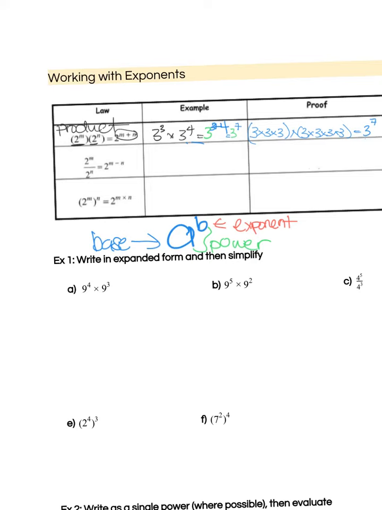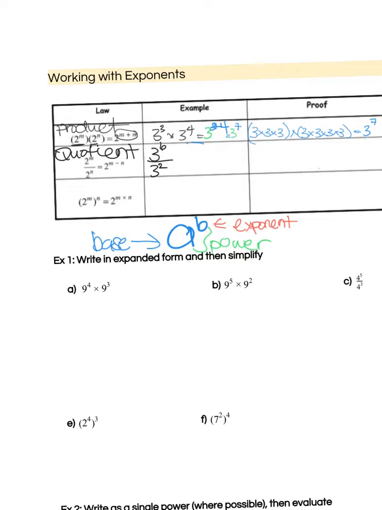That's my product rule. The next rule that we learned about was my quotient rule. And if you remember, quotient is just a fancy word for dividing. And for my proof for this example, I'm going to do 3 to the power of 6 over 3 to the power of 2.